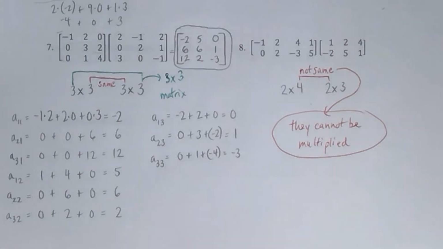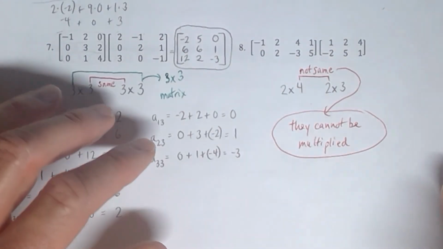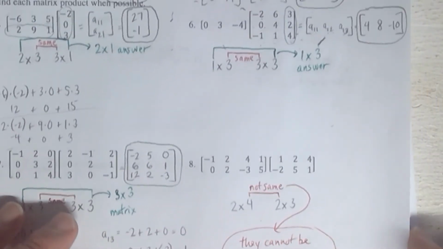And so that's all you got to do there. So that's why you always check first to see if those two middle numbers are the same, because if they're not, you can just stop. And you should stop because you can't multiply them.